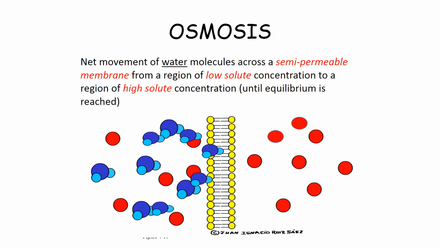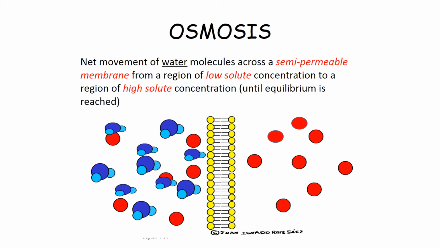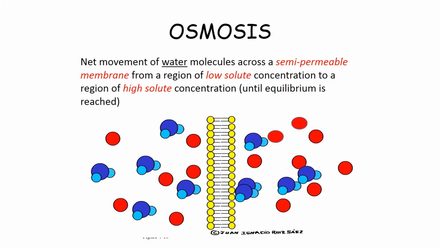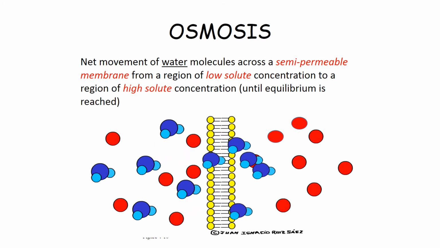For osmosis, we can see here the number of solute particles is more on the right hand side as compared to the left hand side, as a result of which the water molecule is moving from a region of lower solute concentration to a region of higher solute concentration, resulting in the process known as osmosis.